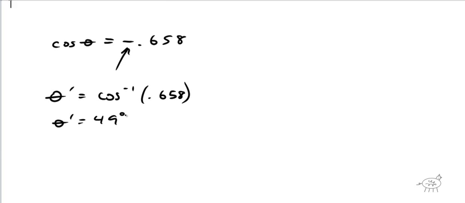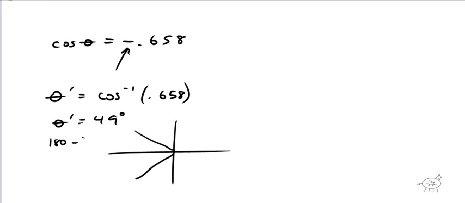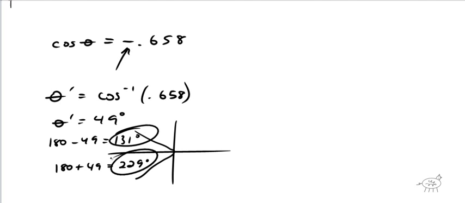Okay, so let's write that down there. 49 degrees. And then now we're going to use that negative, and you're going to say, where's cosine negative? Well, it's negative in these two quadrants. So it's 180 minus 49, which is 131 degrees. Okay, and then 180 plus 49, which is 229 degrees. All right, so those are my two answers. Those are pretty easy, right? But that's how you deal with that negative.